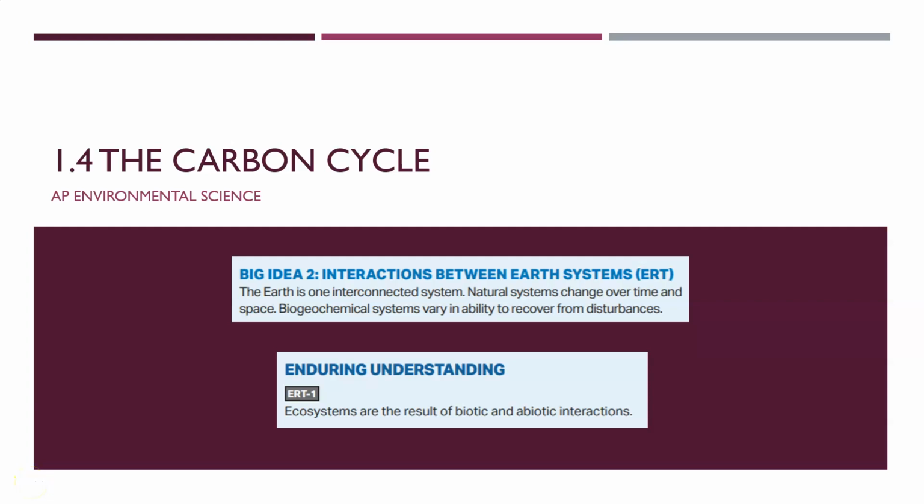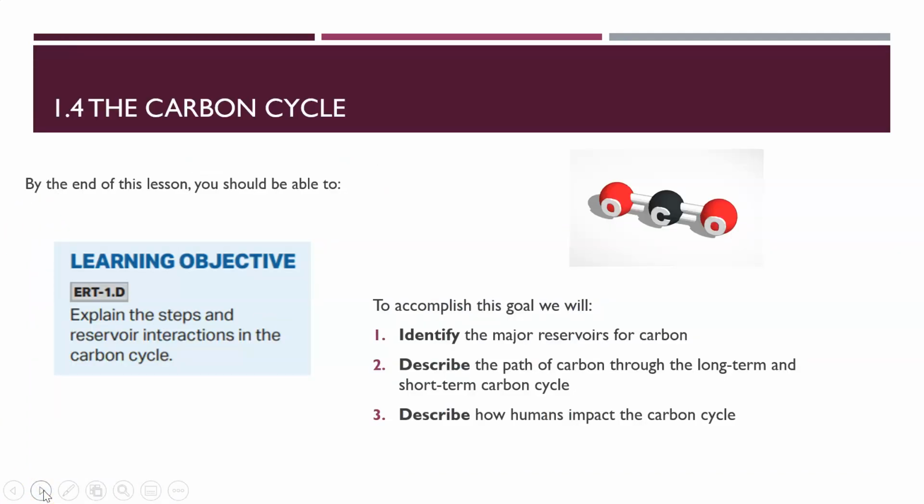Okay, so we're going to continue our discussion on the interconnectedness of the Earth's systems by looking at the first of the biogeochemical systems, the carbon cycle. By the end of this lesson, you should be able to explain the steps and reservoir interactions in the carbon cycle. To do this, we're going to identify the major reservoirs for carbon, describe the path that carbon takes through the long-term and the short-term carbon cycle, and describe how humans can impact the carbon cycle.